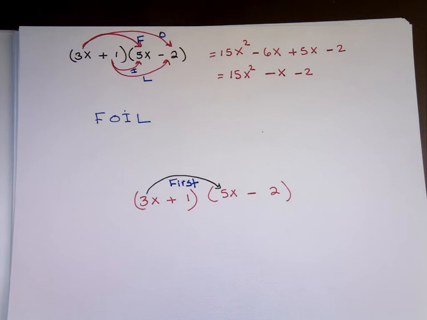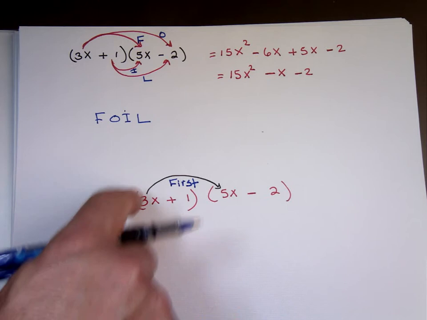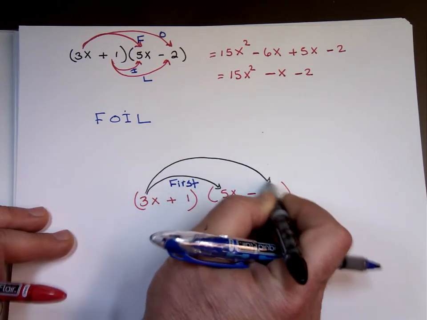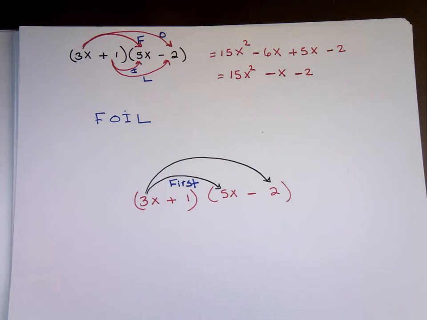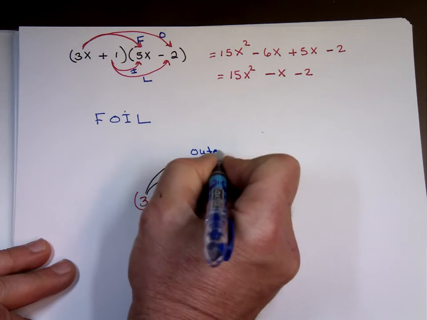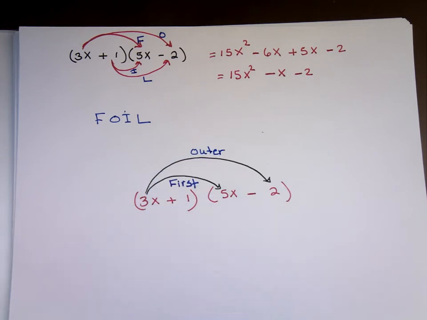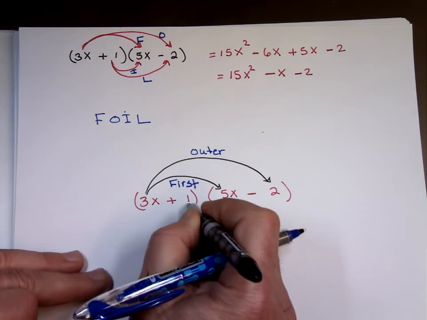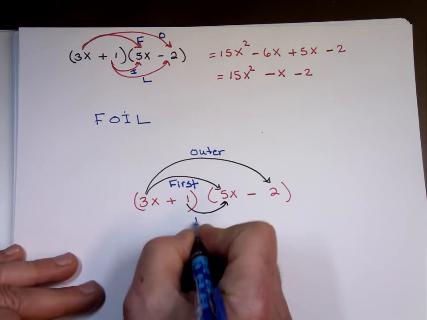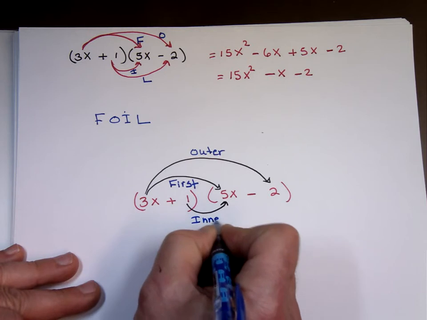Next thing, the FOIL. We took this one and we multiply it by that one. The O stands for the outer one. We took the outer of this times the outer of that. Next, we took the 1, we multiplied it by the 5x. That's the I for inner. We took the inner of each one, we multiply them.